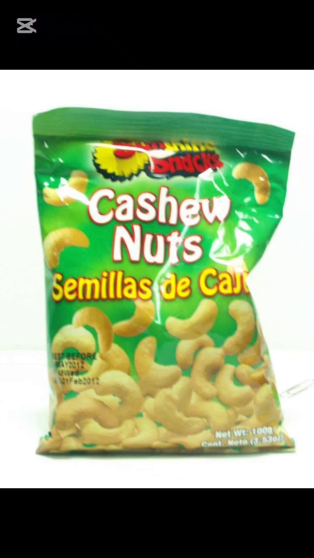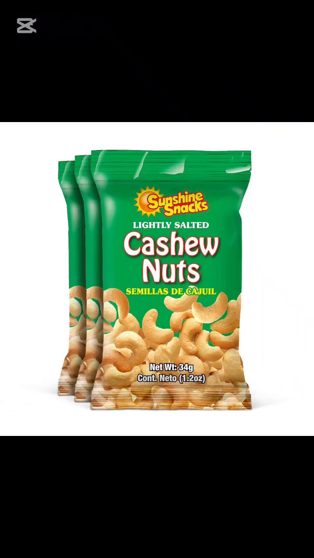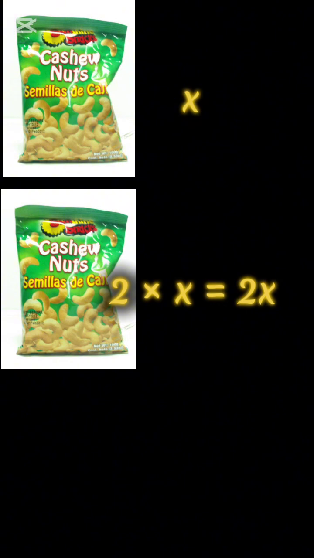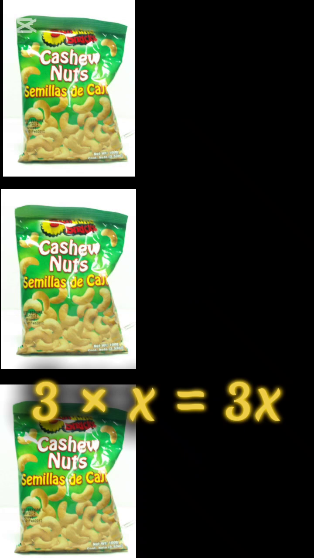How many packs of cashews did he purchase? A total of 3 packs. If the cost of 1 pack is X, how do you think we can write a simple expression in X for the cost of the 3 packs? Well, 1 pack is 1X. And add another pack, so that's X plus X. That's basically 2 times the cost of 1 pack, which will leave us with 2X. Now the cost of 3 packs would be X plus another X, which would mean 3 times the cost of 1 pack, which is 3X. We have an expression for the cost of the 3 packs of cashews as 3X.